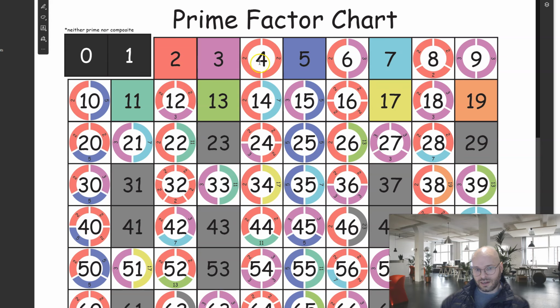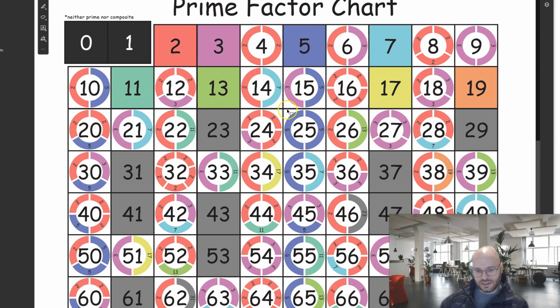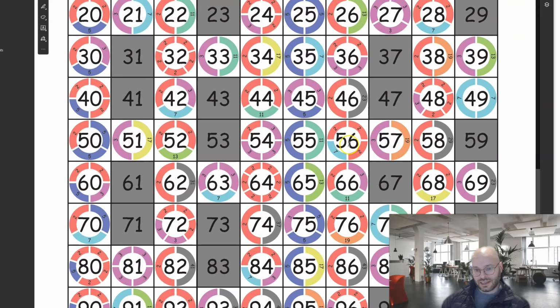So we can see the number 4 is composed of the product of 2 and 2. 6 is the product of 2 and 3. 10 is the product of 2 and 5. 14 is 2 and 7. And then you can get some really big numbers, so say 56, which is the product of 2, 2, 2 and 7.